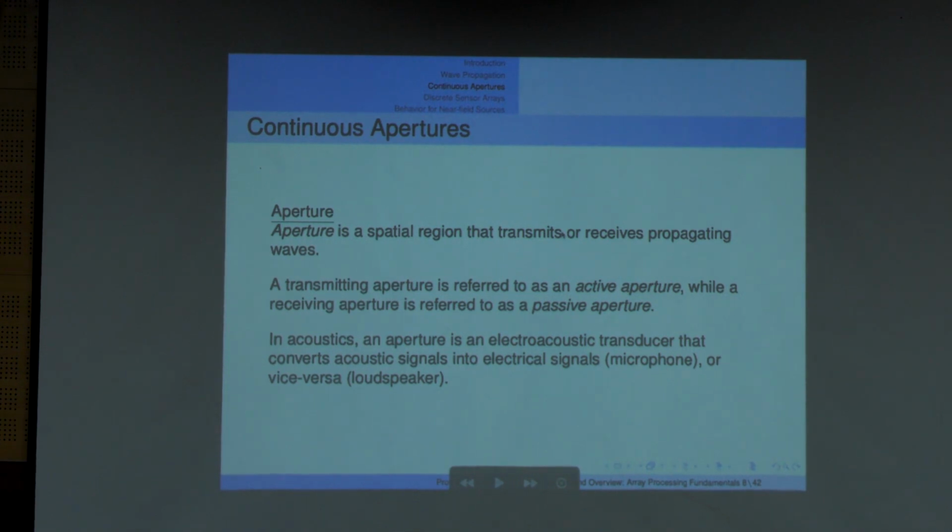Okay, so a loudspeaker is an aperture. A microphone also is an aperture. It can be continuous, it can be a large aperture, or it can be combined from discrete small or point apertures, like a discrete sensor array. We will see. Okay?